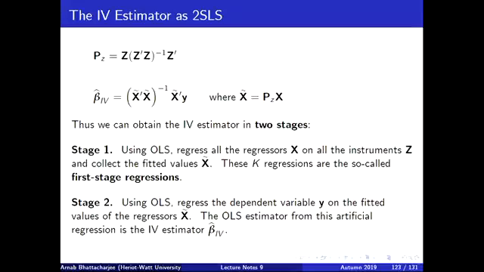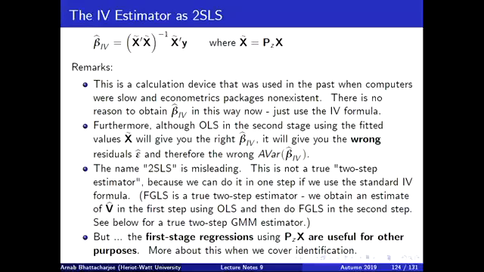In the first stage, I regress all the X's on the instruments and obtain fitted values. These are first stage regressions. Then using OLS, I regress the dependent variable y on the fitted values, x tilde. And this is an artificial regression, and the slope of this is beta hat IV. The standard errors will be wrong when you do it this way. In the past, this has been used as a calculation machine, because standard regression software was available for that. But now we just use an IV formula. It will give you the right slopes, but the wrong residuals, and therefore the wrong asymptotic variance, so the asymptotic variance needs to be corrected.